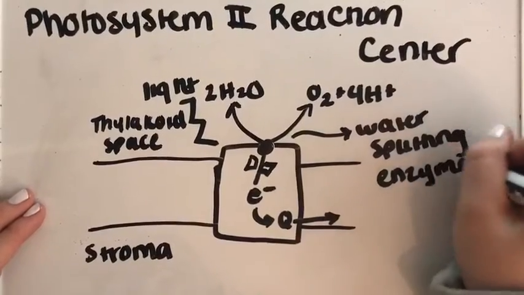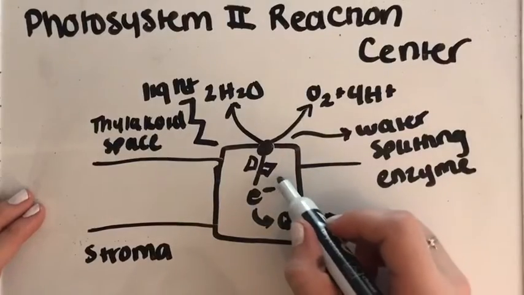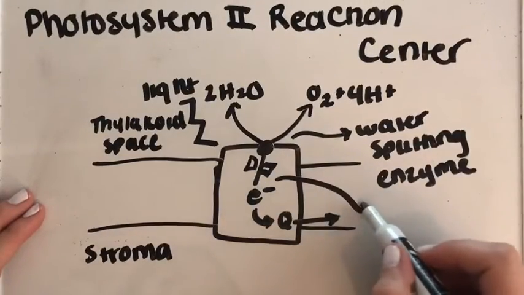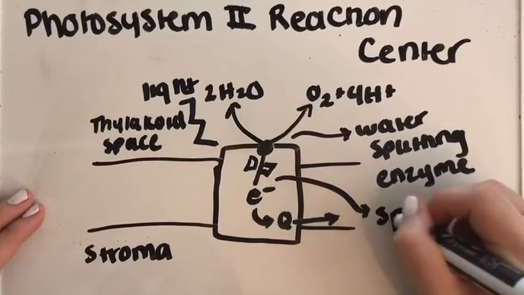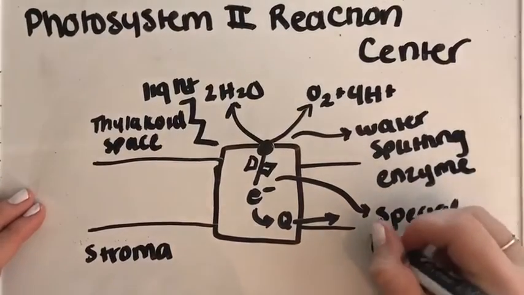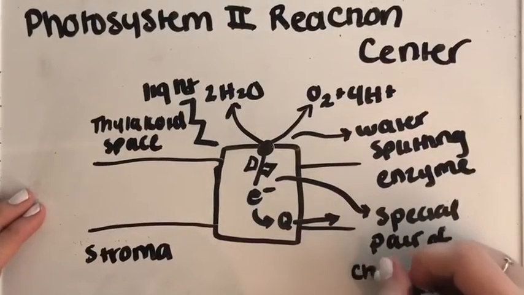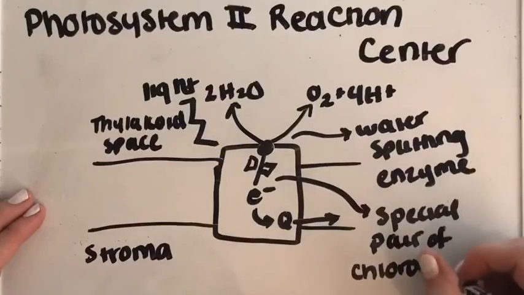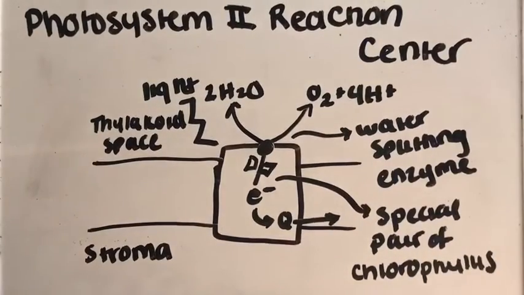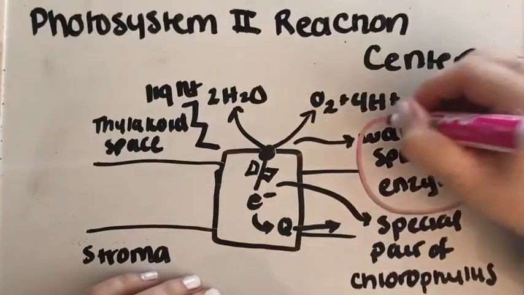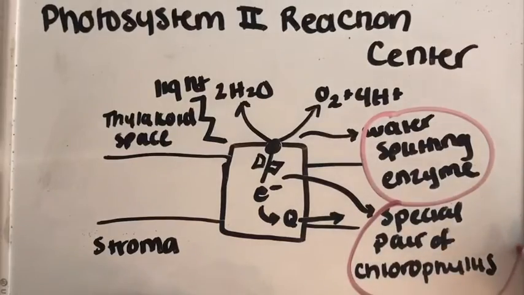When electrons are removed from the reaction center, a positively charged chlorophyll special pair is left behind. These missing electrons have to be replaced for photosynthesis to continue. The reaction center has a special manganese-containing protein complex, which removes electrons from water to replace the missing electrons. This is called the water-splitting enzyme. The water-splitting enzyme in photosystem 2 creates all of the oxygen that we breathe.